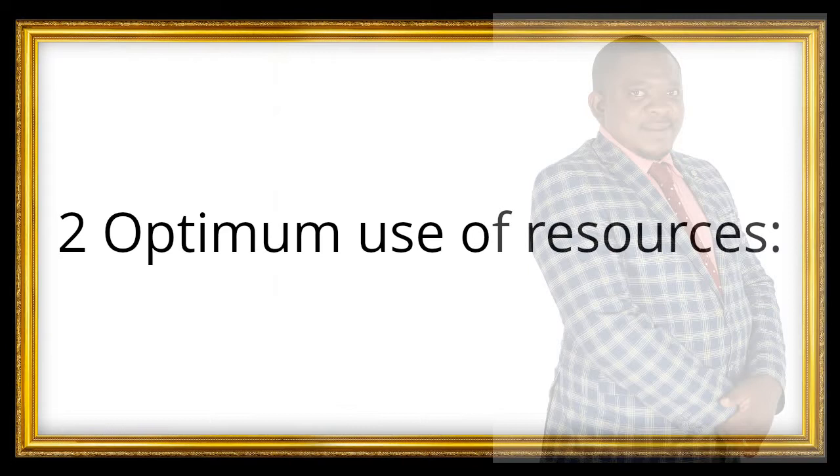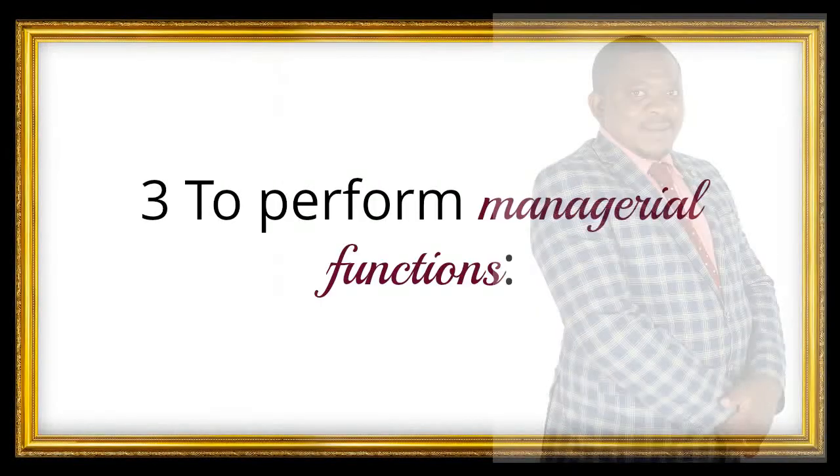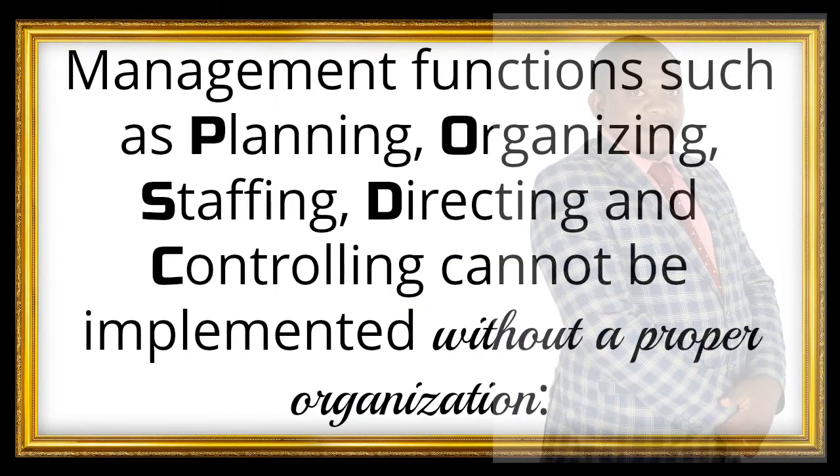2. Optimum use of resources. To make optimum use of resources, which include men, material, money, machine and methods, it is necessary to design an organization. 3. To perform managerial functions. Management functions such as planning, organizing, staffing, directing and controlling cannot be implemented without a proper organization.